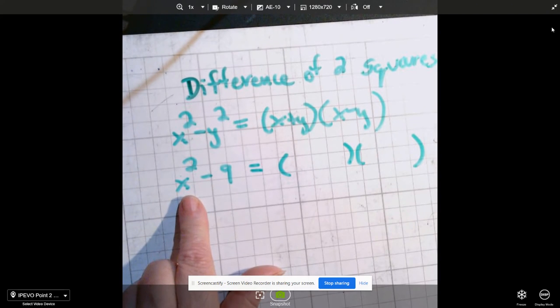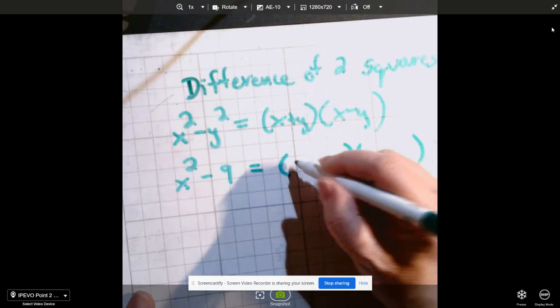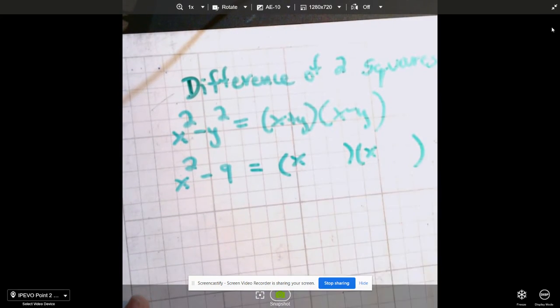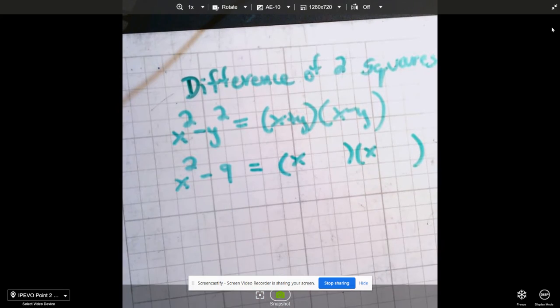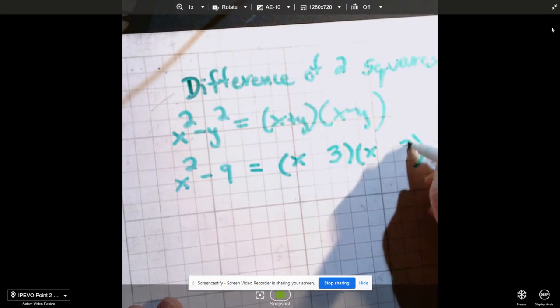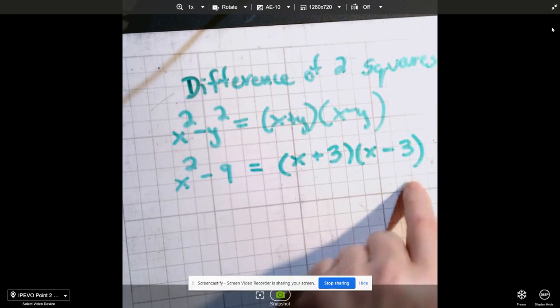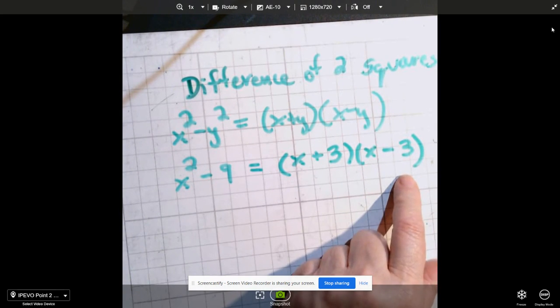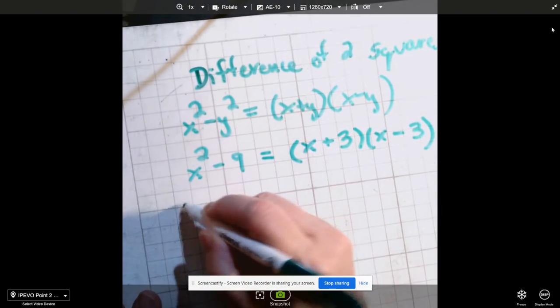You're going to take the square root of the first one. Well, x times x is x squared, so this would be x and x. You're going to take the square root of the second one. Well, 3 times 3 is 9. And you're going to make one a plus and one a minus. You'll see if you FOIL this out or double distribute, you will get back to this. Let's take a look at another example.